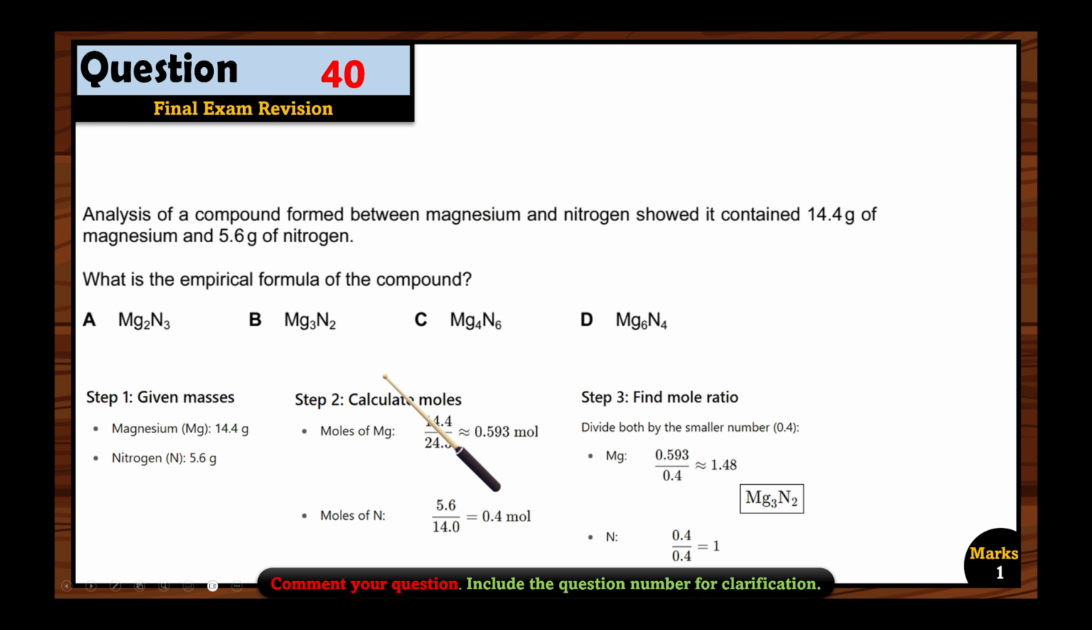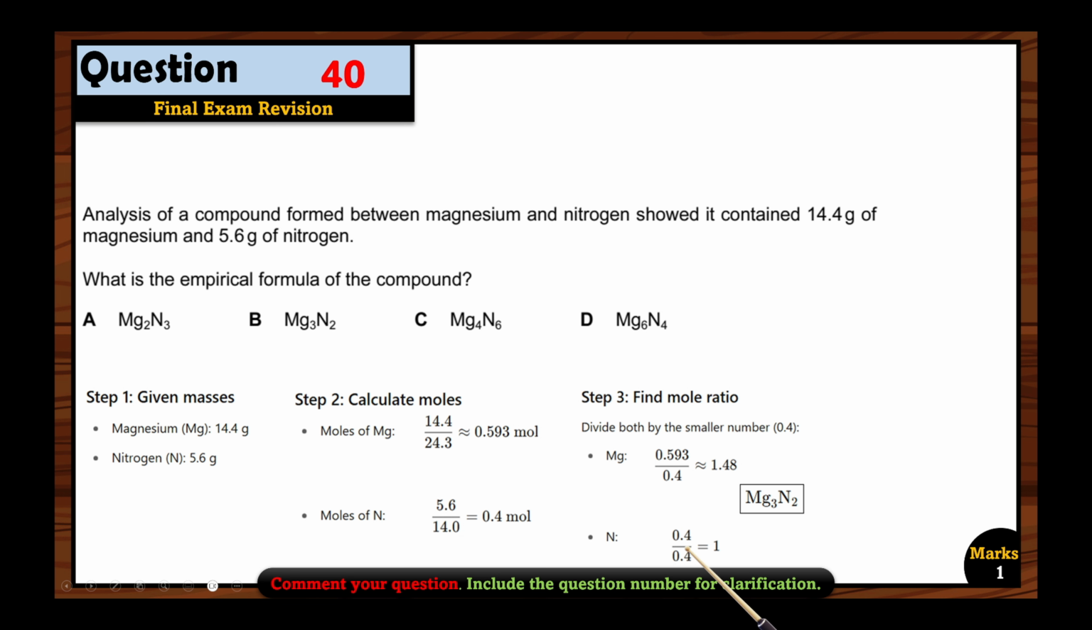So how can you calculate the number of moles in whole numbers? You just have to simply divide by the shortest number. You have to find the mole ratio. How will you find the mole ratio? You just have to divide both by the smaller number. And which one is smaller? Of course, 0.4 is the smaller one.